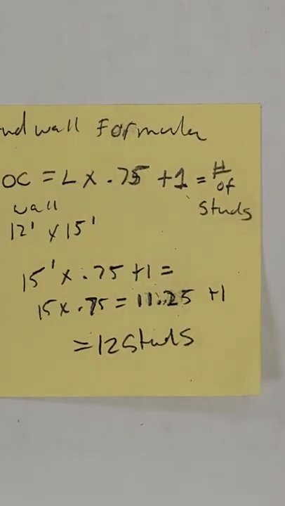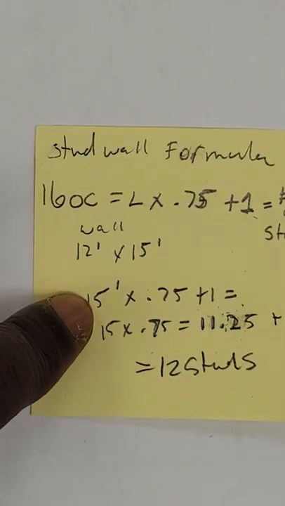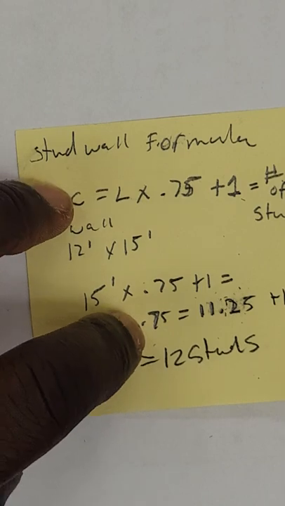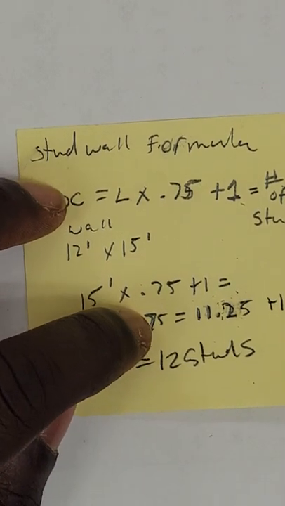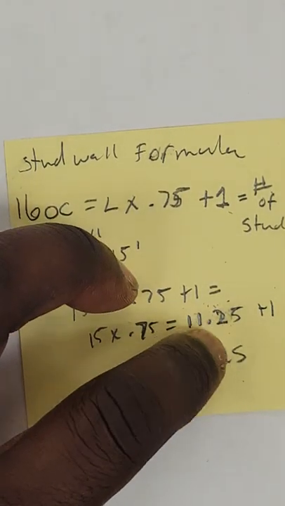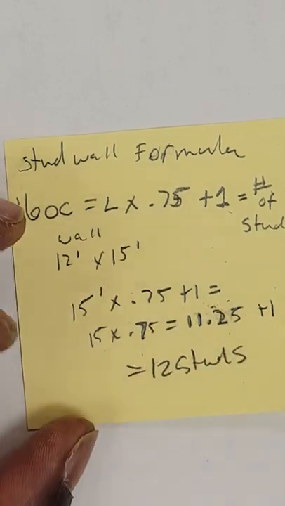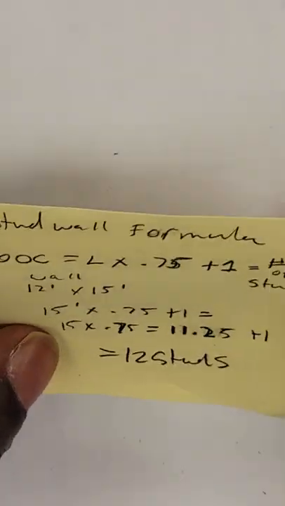You're going to need 12 studs for this wall. For a 15 foot wall length at 0.75 on center, it gives you 11.25 plus the 1, and you use 12 studs.